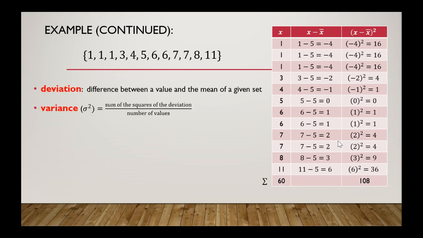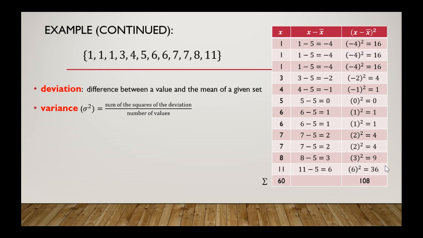Now, variance, the symbol that we use for that is sigma squared. And so to calculate the variance, what you're going to do is you're going to take the sum of the squares of the deviation. So in column 2, this was all the deviations, right, that we calculated. What I do next is I square all these values. And that's what the third column is right here. I just squared all the values in my second column.